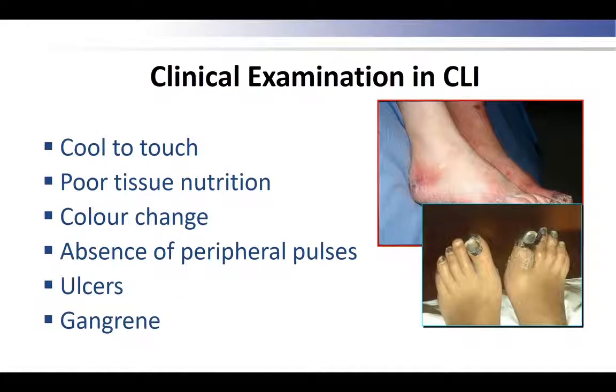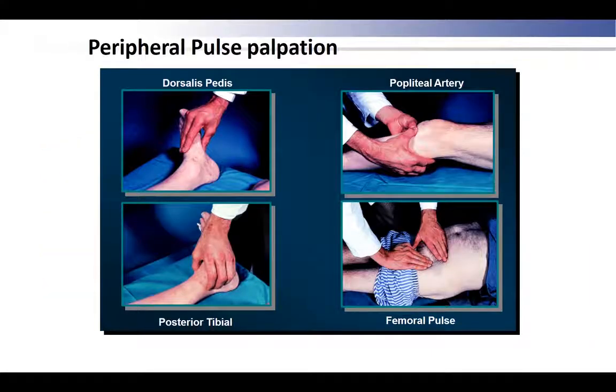When you look at the patients, similar to claudication, cool, poor tissue nutrition, if you lift the leg up, the blood drains and the foot becomes white. Peripheral pulses have gone, ulceration and gangrene. Very nice and easy to spot.